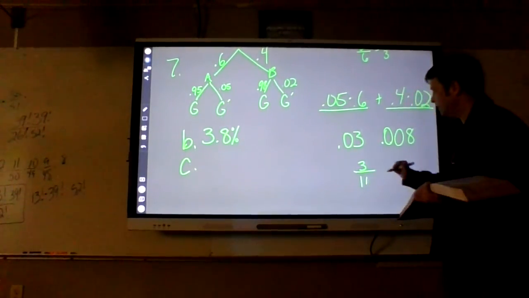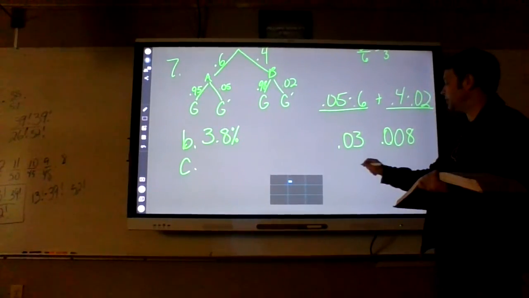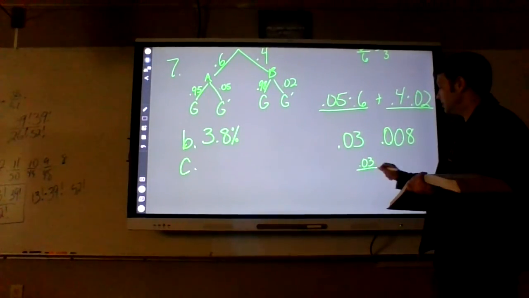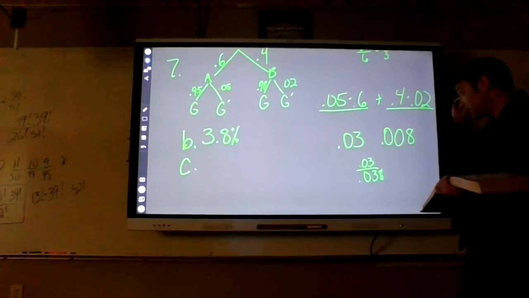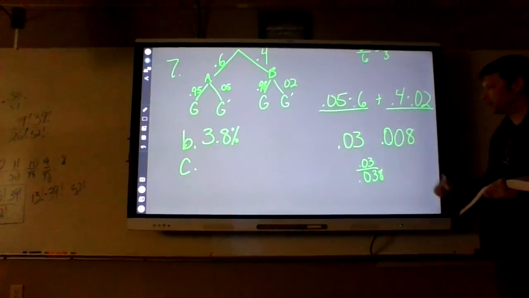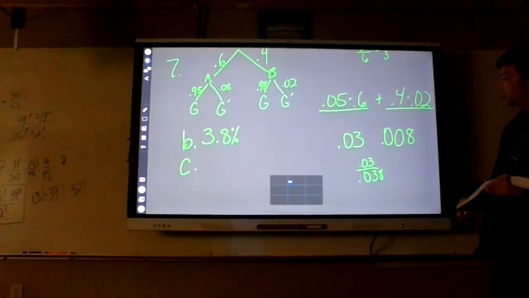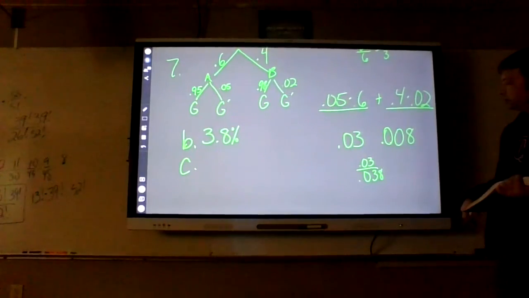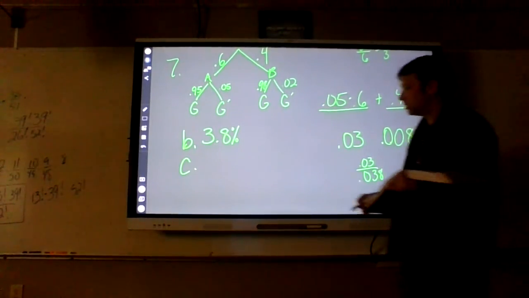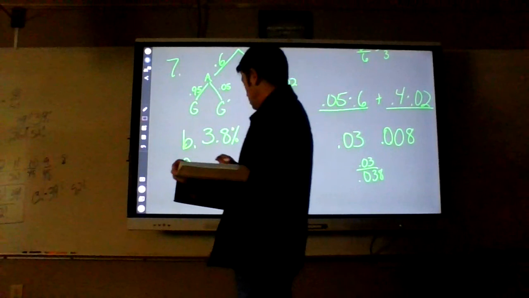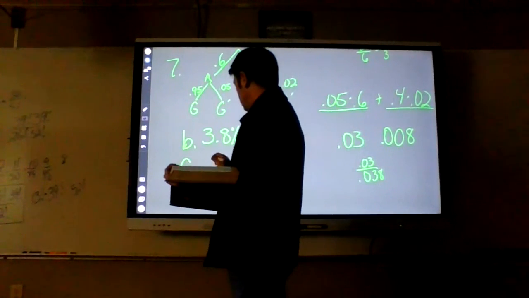Okay, my bad. So it's more like 0.03 out of 0.038. If you add those together, that's the total. How did you get that? That's 0.79. Yeah. Okay, fine, close enough with that. 79%.